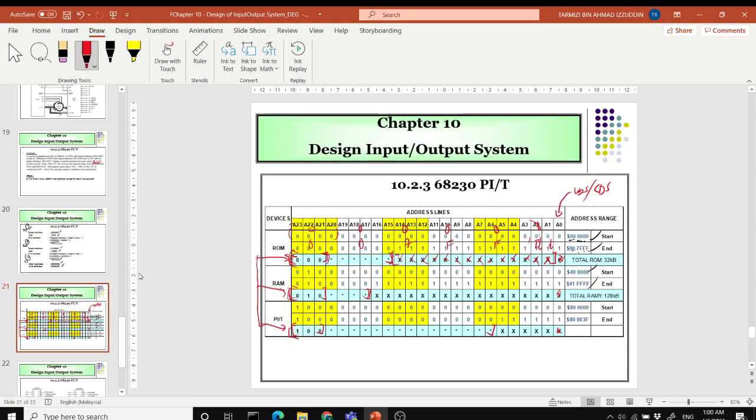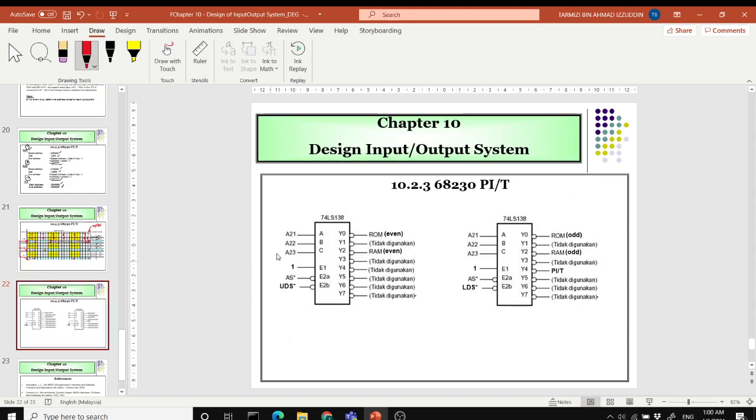So that is what we're going to do. Taking A21 up to A23, we're going to connect this to your 74LS138, okay, and then based on the value, we can specify the output to be connected to ROM or RAM or PIT.